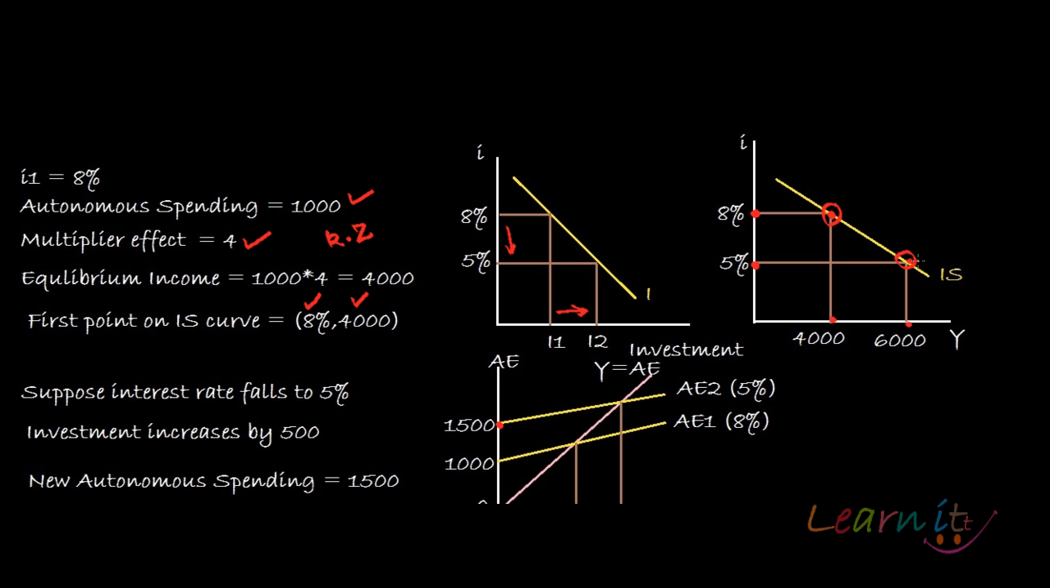Clear? So what we have done in this recording is that we have tried to find out numerically the level of equilibrium income corresponding with the varied levels of interest rates. What you need to be given for this is some level of autonomous spending initially, and the level of the multiplier in the economy. So once you're given these two, you can find out the IS curve.